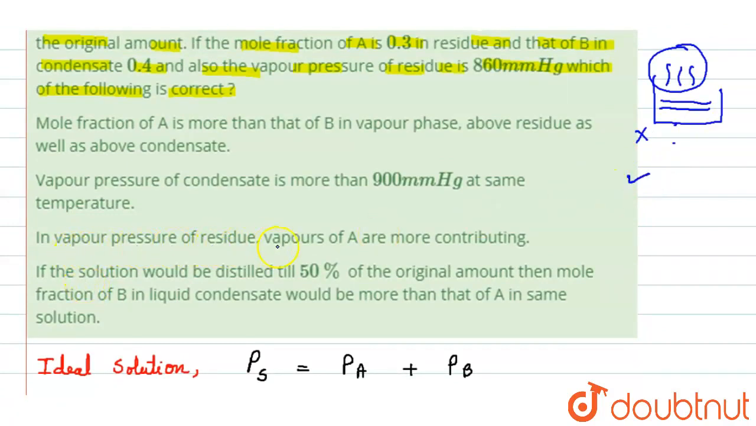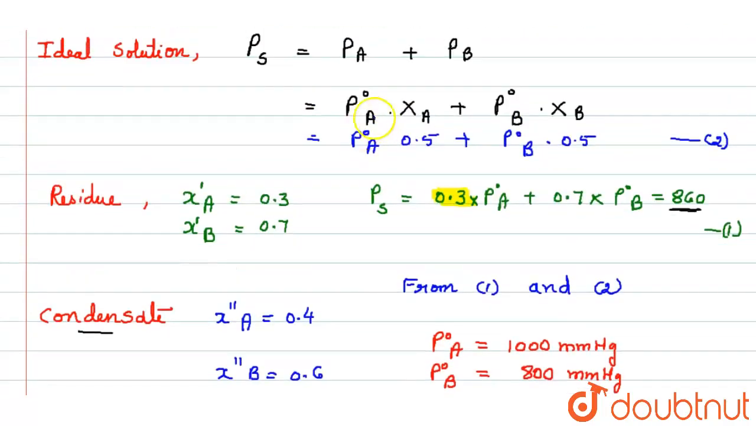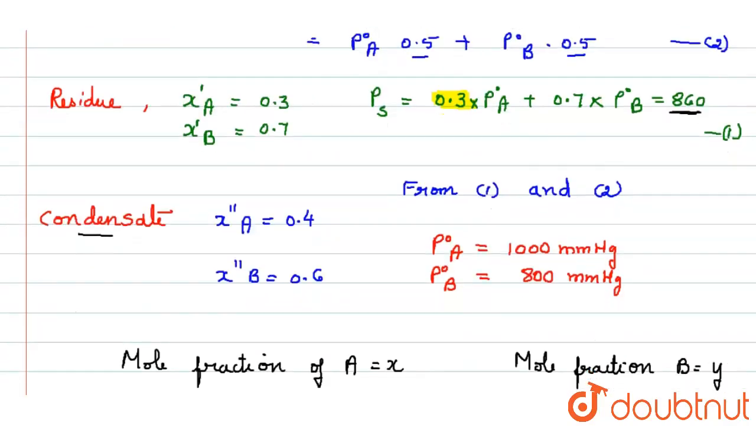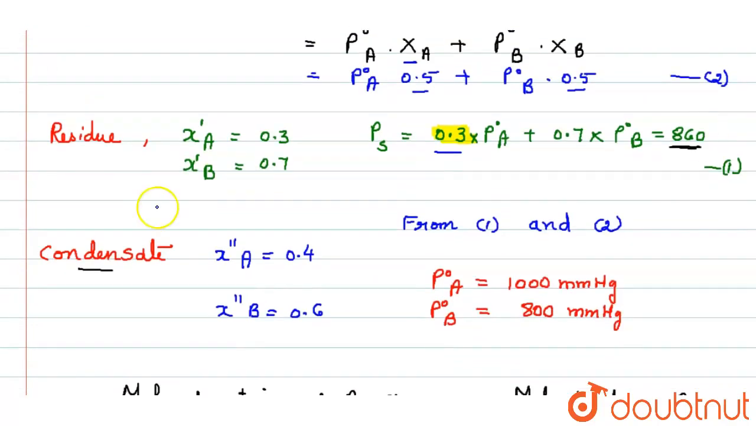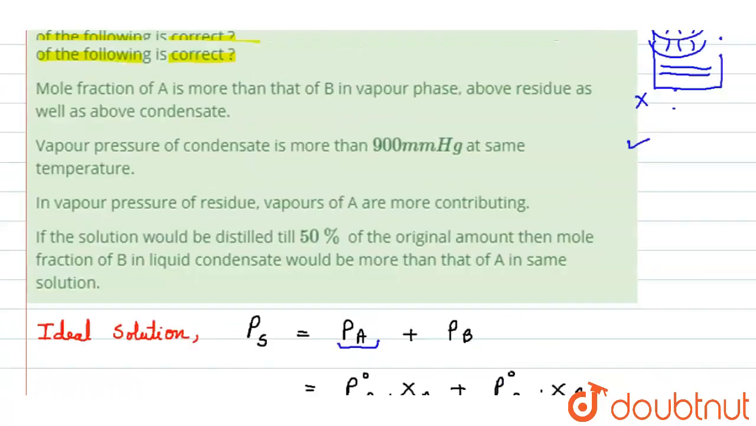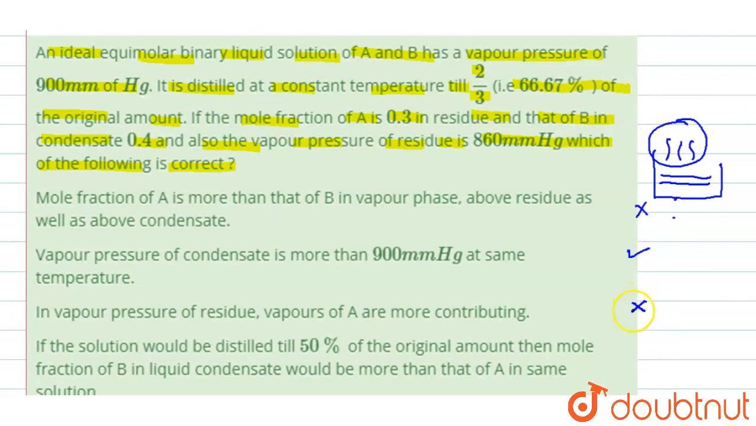In vapor pressure of residue, vapors of A is more contributing. See, vapor pressure of A, PA depends on the XA. Here in the first case it is equimolar, but in the residue and condensate, its contribution is less. Now it is asked about the vapor pressure of residue. In residue, vapor pressure PA depends on the mole fraction, but since it is less compared to B, it is not depending. Okay, so this is not correct.